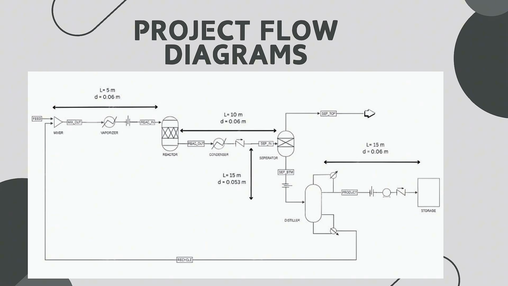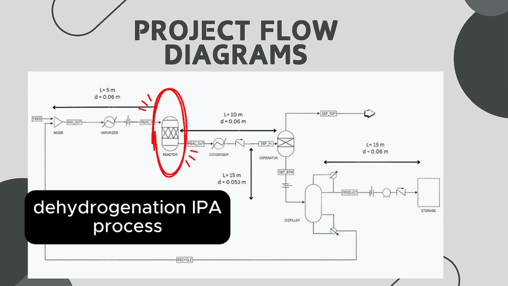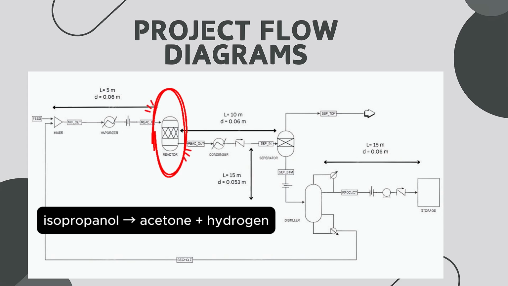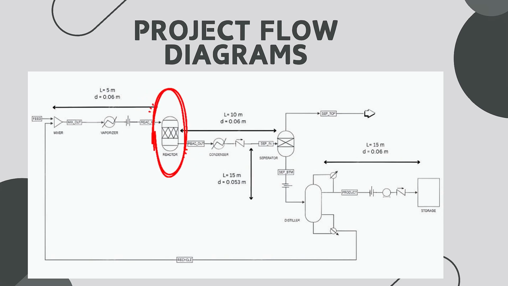After vaporization, the heated feed enters the reactor, where the dehydrogenation of isopropyl alcohol takes place. In this chemical reaction, isopropyl alcohol is converted into acetone and hydrogen gas in the presence of a catalyst. Then, the condensation and separation will take place.